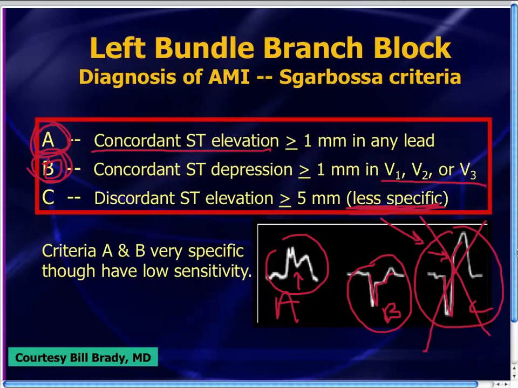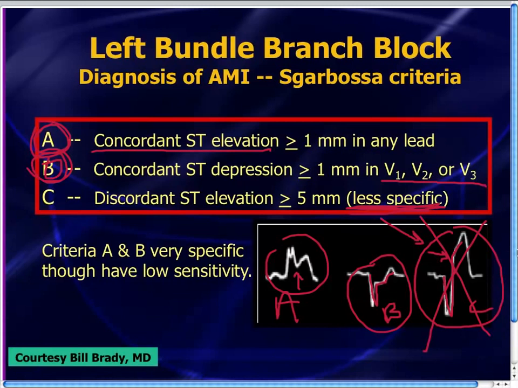In other words, if you see Sgarbossa A or Sgarbossa B, then just call it a STEMI and give the patient lytics or send him to the cath lab. You will be right with more than 90% accuracy, which is even better than the normal ST elevation of 1 millimeter in 2 contiguous leads that we've all learned about. You know, that's about 85% accurate. Sgarbossa A and Sgarbossa B in a left bundle branch block, that's more than 90% accurate. It's really, really good. Sgarbossa C, not quite as good.